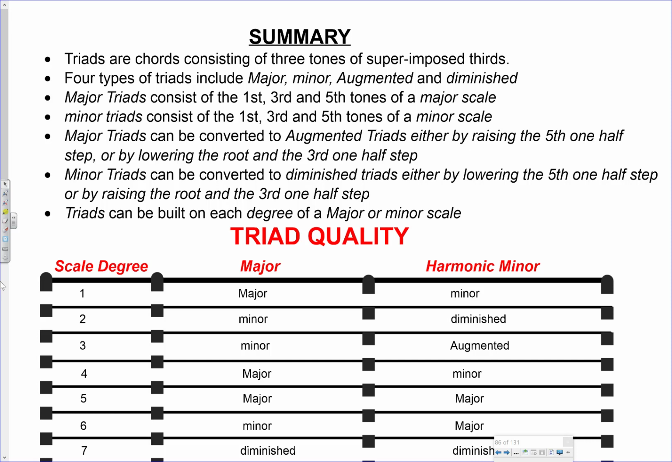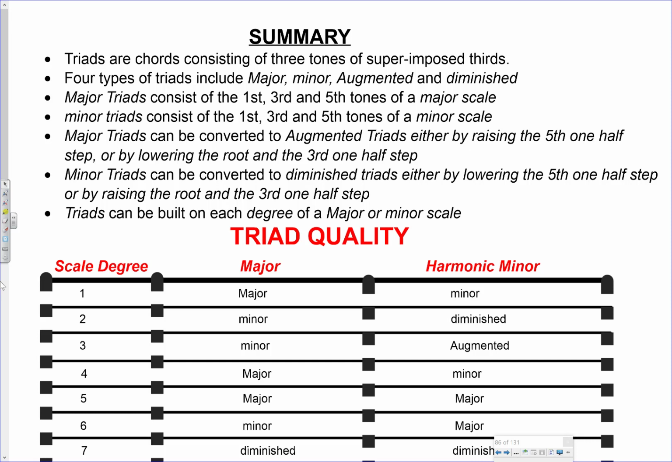Major triads consist of the first, third, and fifth tones of a major scale, and we know that major triads in a major scale or major key are based off of the tonic triad, the subdominant triad, and the dominant triad. Minor triads consist of the first, third, and fifth tones of a minor scale.